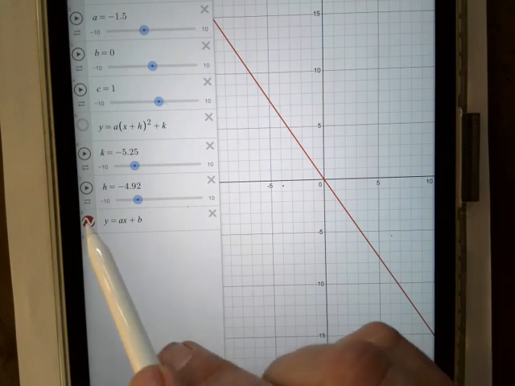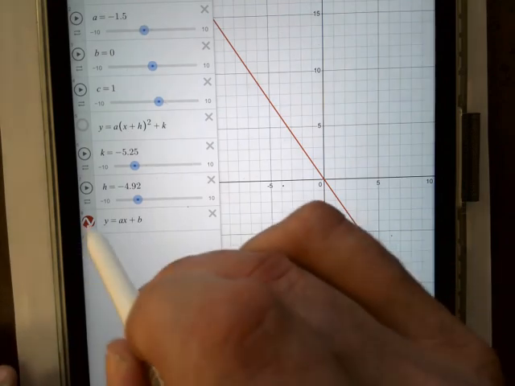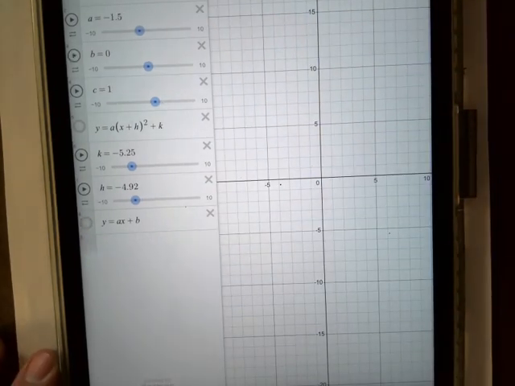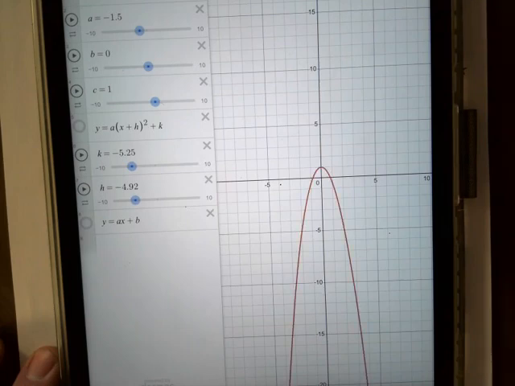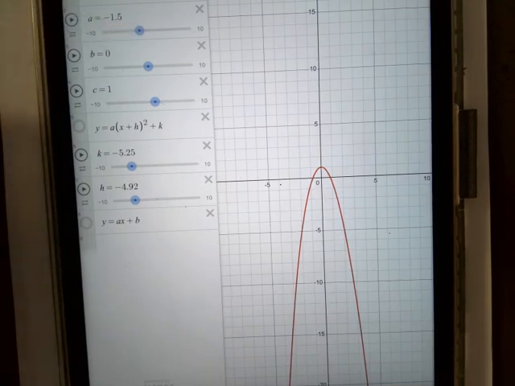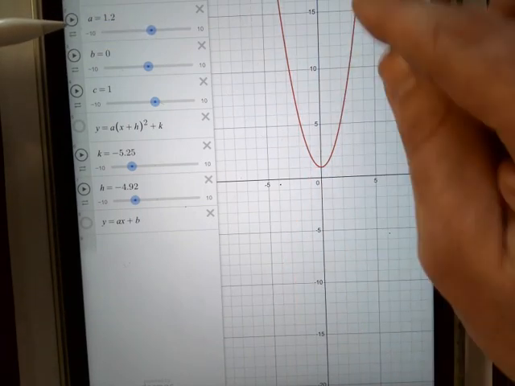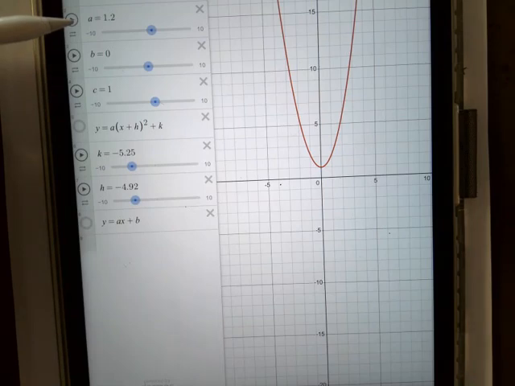Let's turn that one off. Apple Pencil here, there we go. And then let's turn on the quadratic right here. If I were to change A, I just want you to pay attention to the sign, okay? So if A is positive, the parabola is going to be opening up, right? It's going to be pointing up.